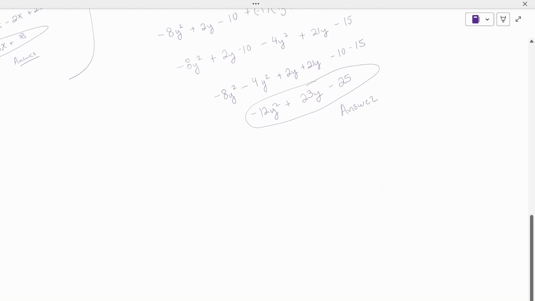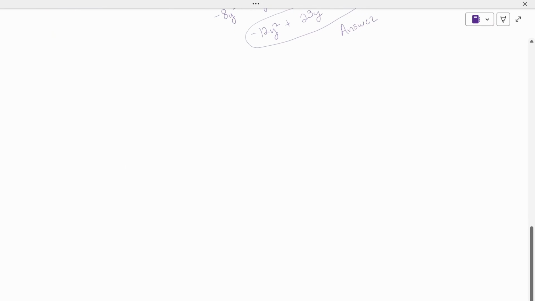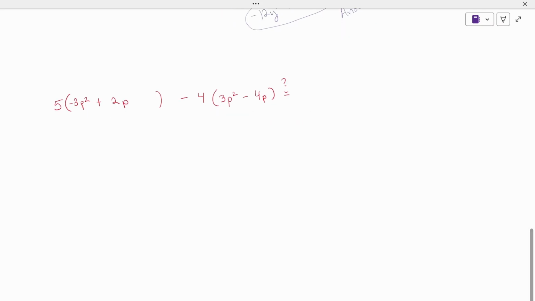Naturally, we may extend this idea and make things a bit more complicated by having terms that are outside of our sequence of parentheses. So you might have, say, 5 times (-3p squared + 2p) - 4 times (3p squared - 4p). And the only thing that we need to watch out for in this instance is that we need to make sure we're doing distribution correctly.